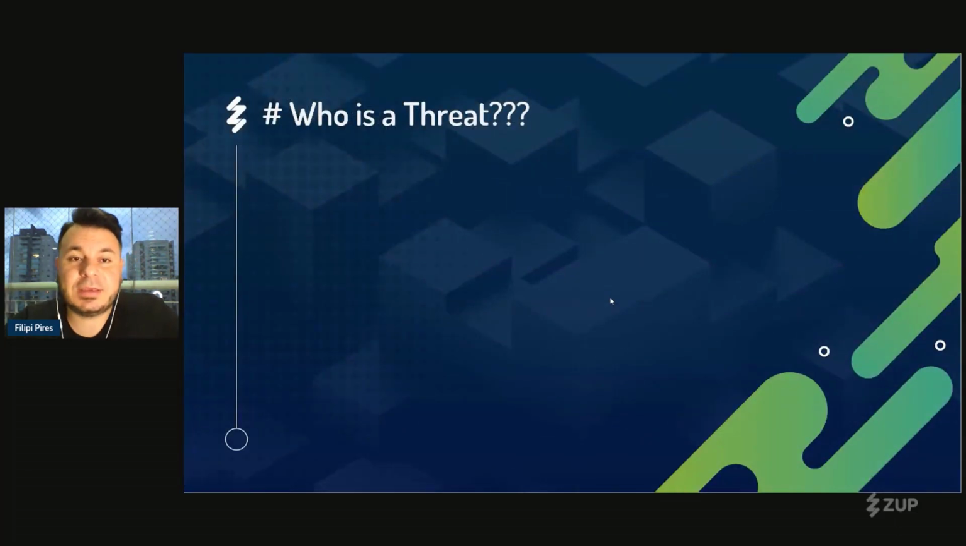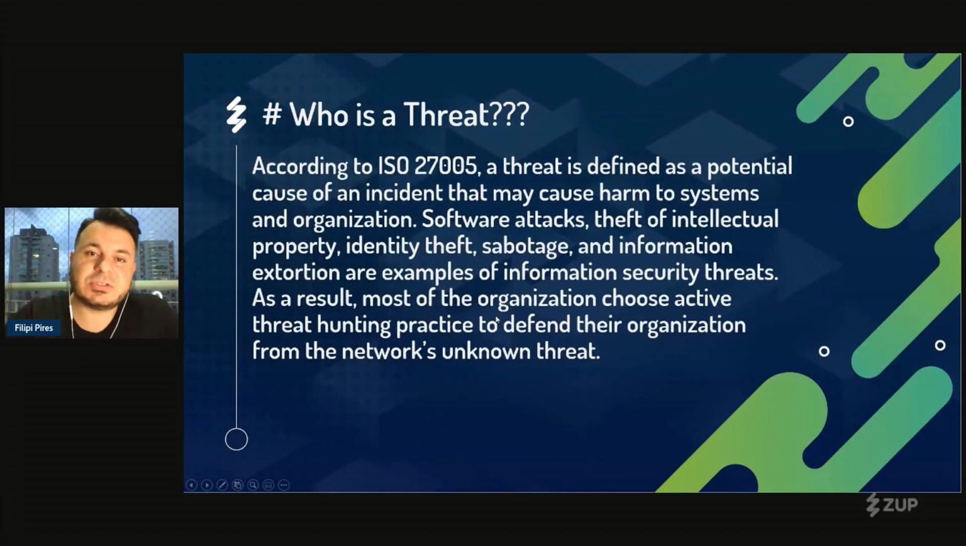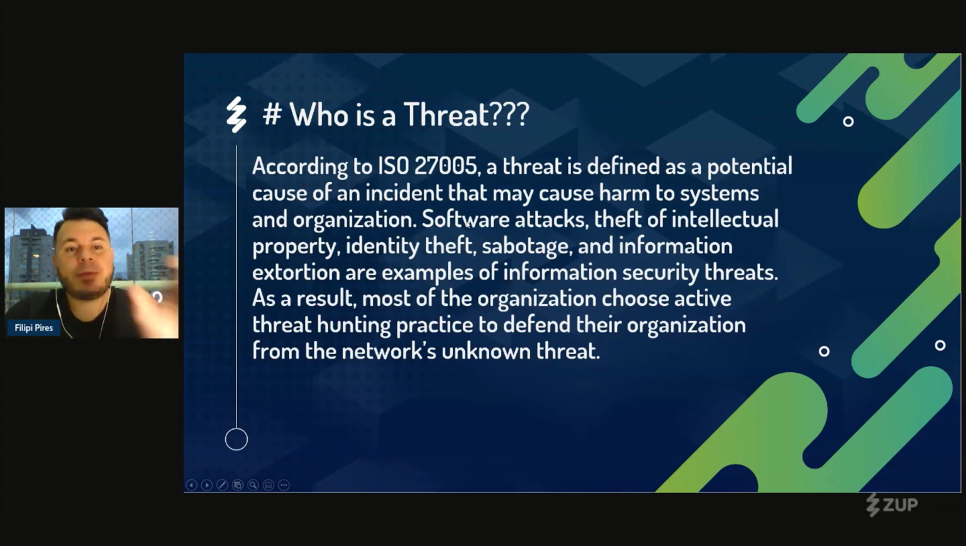It's a very important thing here, because in security we have many different explanations for this simple word, right? So I just chose one of them, based on this ISO. A threat is defined as a potential cause of an incident that may cause harm to the system and organization. And here we have an interesting point. A threat can be a software attack, theft of intellectual property, identity theft, sabotage, and information extortion are examples of information security threats.